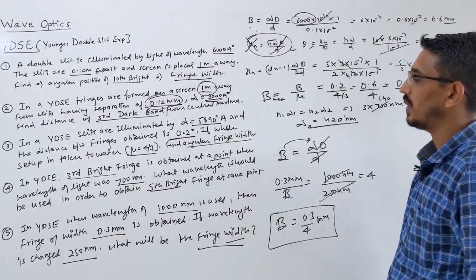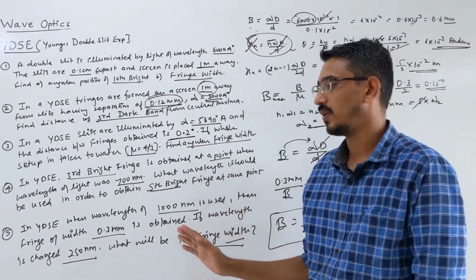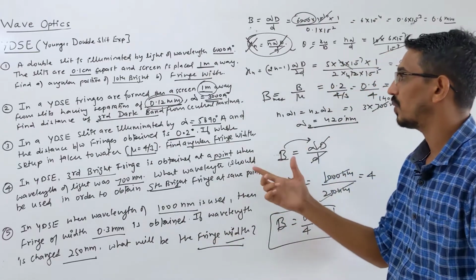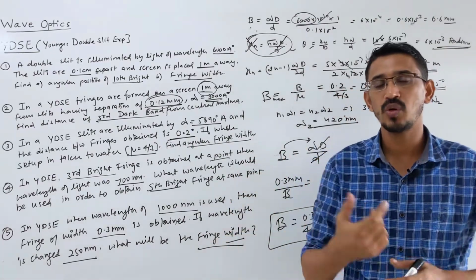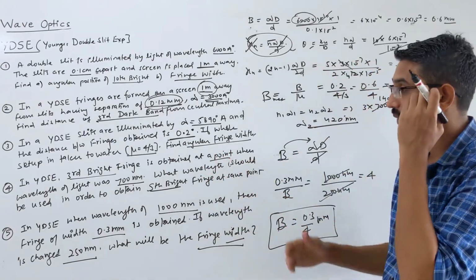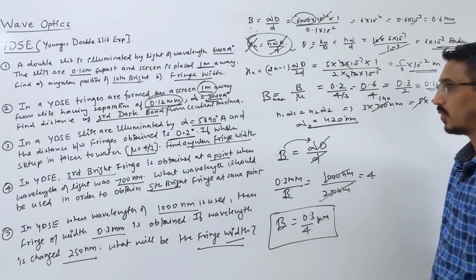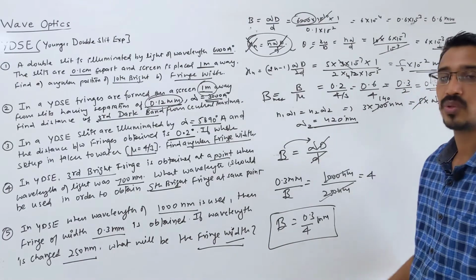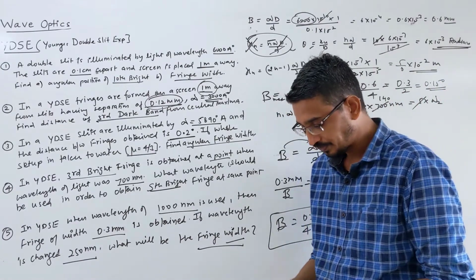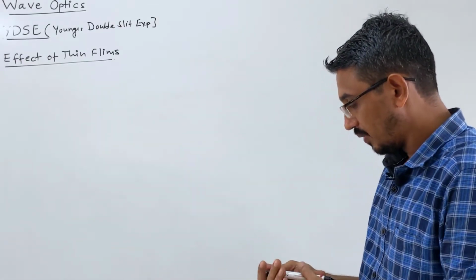Okay, so these were some basic questions based on YDSE, and in the exam they also ask very simple questions like this. We will see some more questions on this when I finish the remaining 2 small topics I have to do. One is the introduction of a sheet in the path of the 2 waves. Let me clean the board. I will teach those things, then I'll do some more questions.